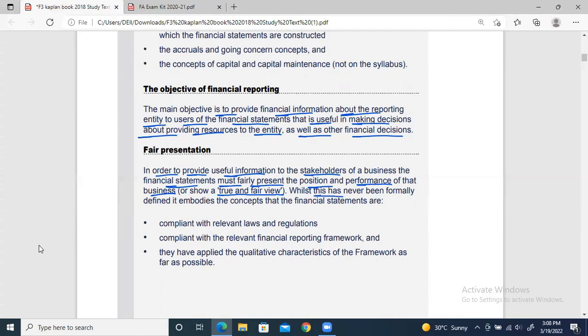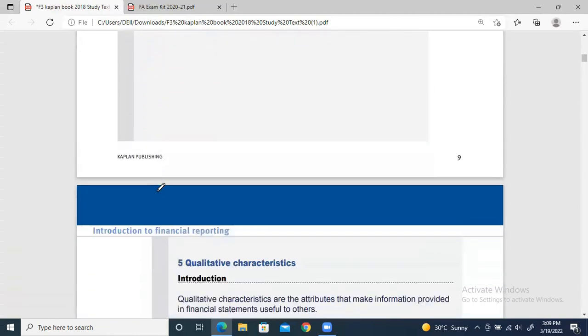Whilst this has never been formally defined, it embodies the concept that financial statements are compliant with relevant laws and regulations. So nothing wrong is happening in the financial statements, and they are compliant with the relevant financial reporting framework, right? So if we are following IFRS, IAS, it should actually be the standards which are introduced by them, and they must be correctly followed. There should be no loopholes in that. They have applied the qualitative characteristics of the framework as far as possible. These characteristics we'll be studying in just a while.